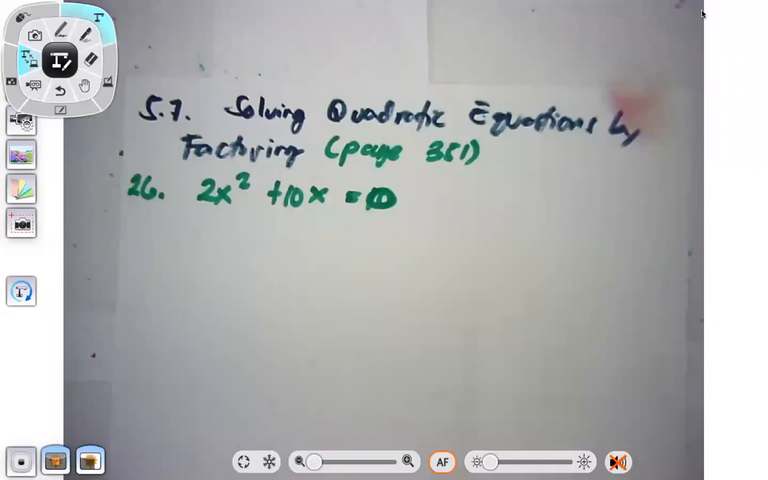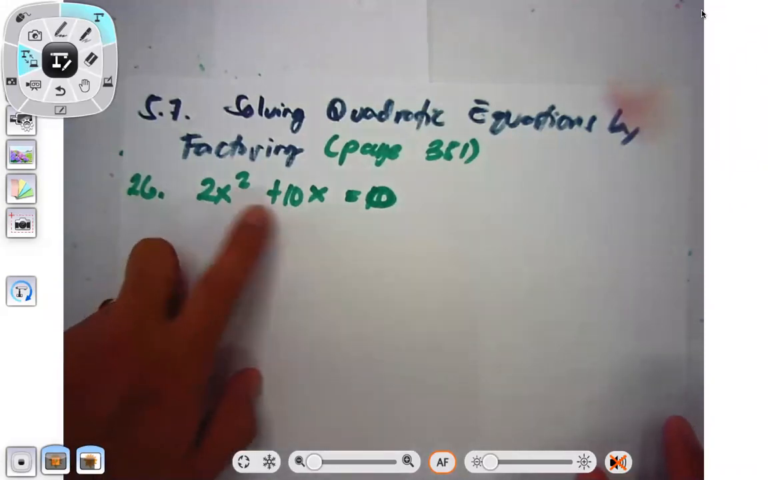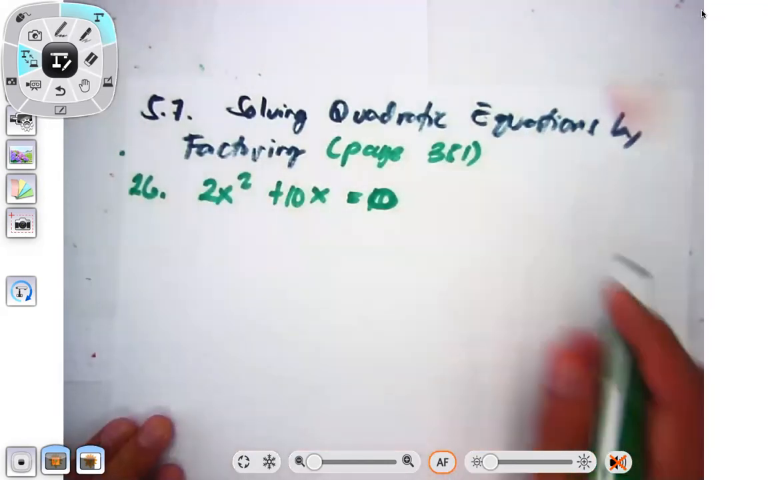2x squared plus 10x equals 0. We'll find x here, and let's see how many values will satisfy our equation. There are two terms here, 2x squared plus 10x. It's quadratic because our degree here is 2.